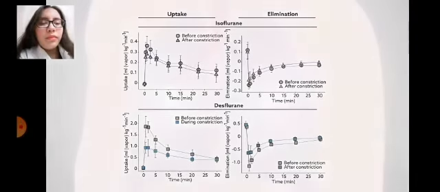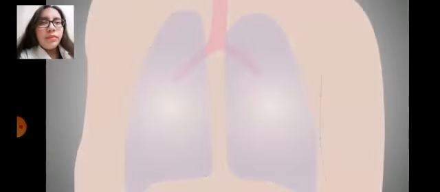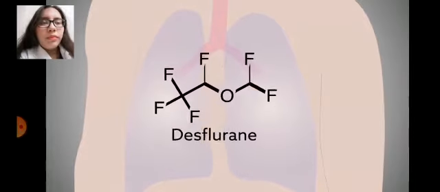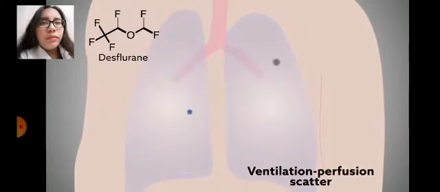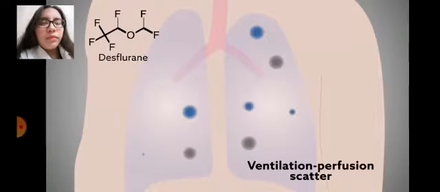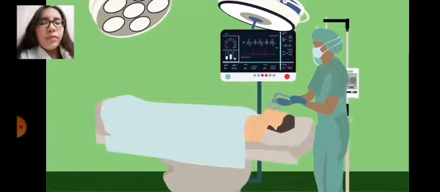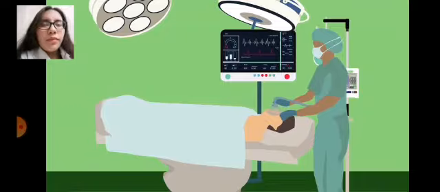desflurane. The results still need to be confirmed in humans, but they suggest that less soluble drugs like desflurane are more affected by ventilation perfusion scatter, as can be seen in asthma or COPD. Such scattering slows down the onset of anesthesia, as well as the recovery from it, offsetting some of the advantages modern low-solubility anesthetics have.